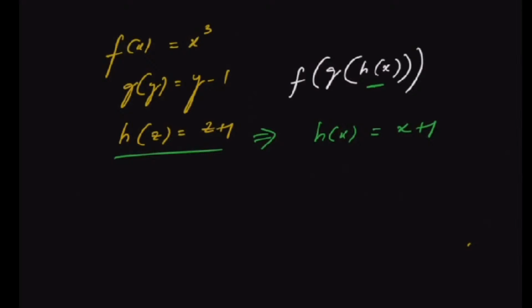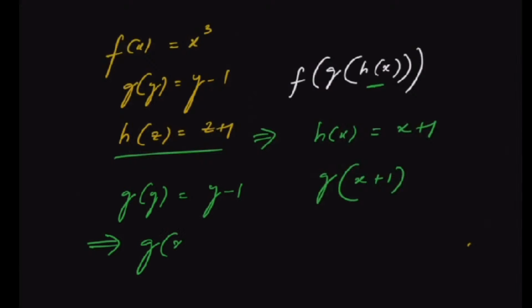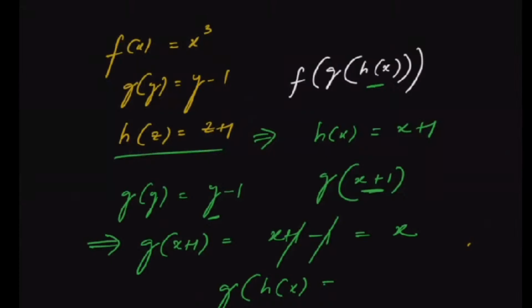So next, after that you have g of, what was h of x? It was x plus 1. So what is g of x plus 1? He has given g of y as y minus 1, which implies g of x plus 1 is what? In place of y, you put x plus 1. So x plus 1 minus 1, which is equal to x, because this cancels. So what is g of h of x? It turns out to be x.